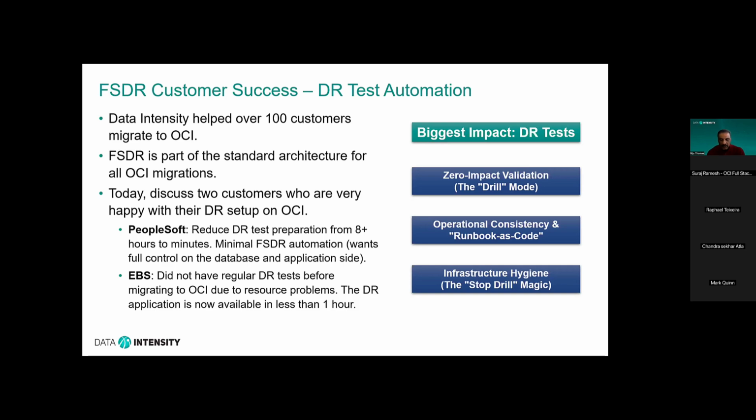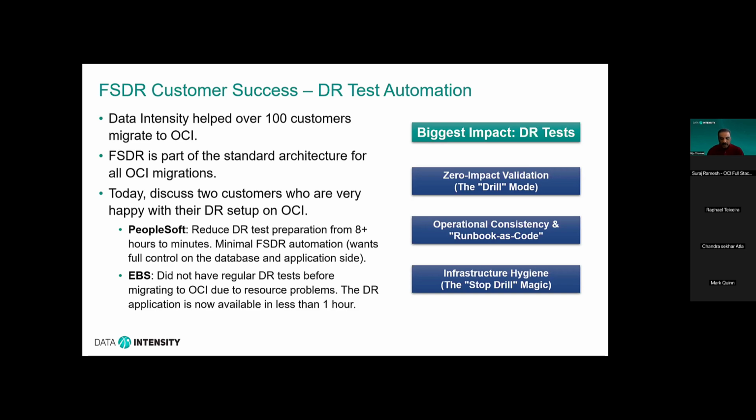Basically, we didn't write any custom scripts for this customer. We just enabled FSDR, created the DR protection group, added the members, and that's pretty much it. Nothing else. So even with the light implementation, FSDR slashed their DR prep time after moving to OCI. Their 8+ hours prep time went down to mere minutes, in less than 30 minutes.